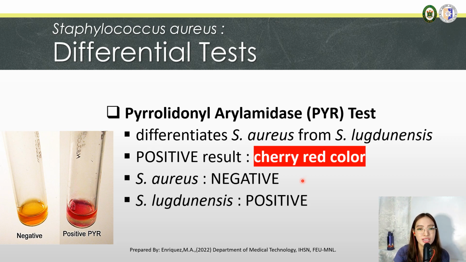Staph aureus is negative, alright? Staph aureus is negative, while Staphylococcus lugdunensis would be positive for PYR.